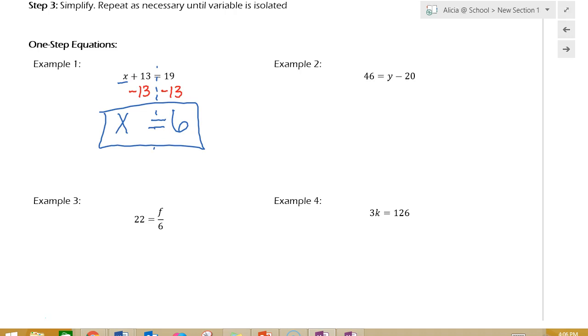Alright, example 2. I have 46 equals y minus 20. Again, I'm going to draw that little dotted line so I know it's on the left and right. I want to isolate my variable. So I see that minus 20 there. It has to move over to the other side, so I have to do the opposite operation. Since I'm subtracting 20, the opposite would be to add 20. And whatever I do to one side, I have to do to the other side. So on the right side, I have 46 plus 20, which is 66. Bring down my equal sign. Bring down my y. That negative 20 plus 20 is 0. So my final answer here would just be y equals 66.